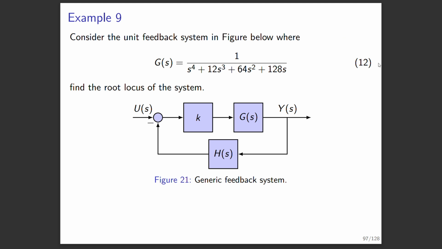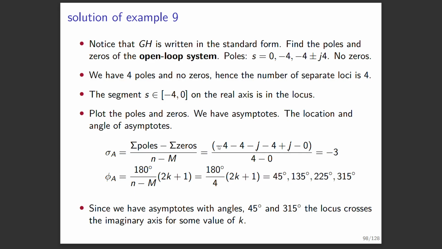Okay, now let's see another example. I have G defined as equation 12 and H is 1. I have a unit feedback system, so H is 1. The loop transfer function again would be G, and then I can find the loop transfer function's poles and zeros.